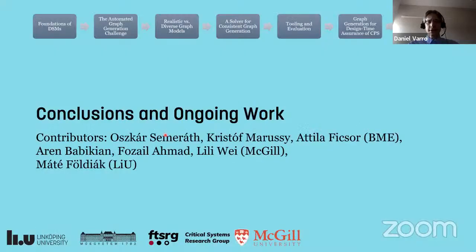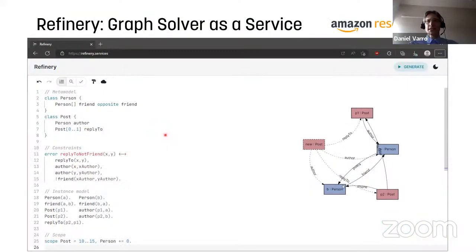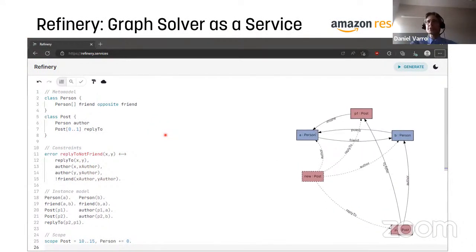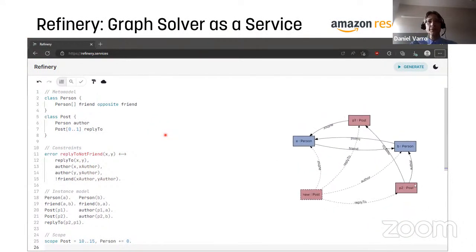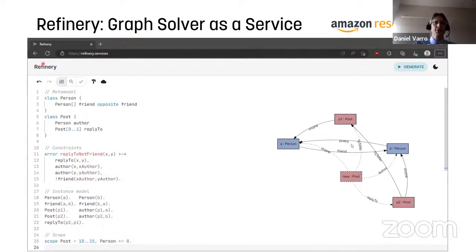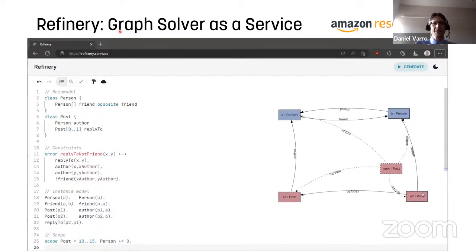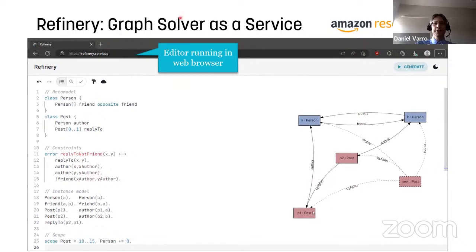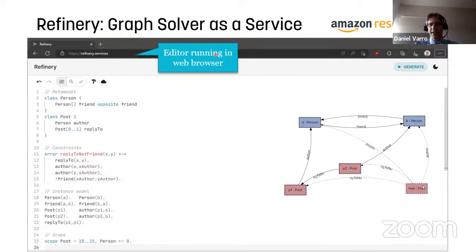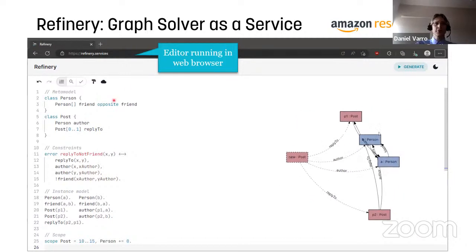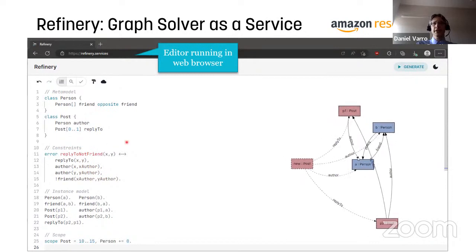And finally, let me also touch upon some ongoing work. This is carried out as part of work partly supported by an Amazon Research Award. Our ongoing work is a system called Refinery, which is aiming for graph solver as a service. As part of this, we try to get rid of Eclipse-based dependencies. So imagine you would get an editor for capturing models, constraints, and the like running in a web browser.